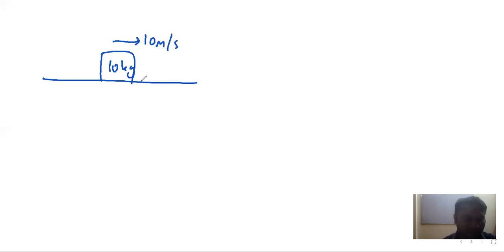Then let us move on to the next question, which is the 16th question. In the 16th question, we have to find the distance traveled by the block. There is a block here. Let me draw a better horizontal line. The block has mass 10 kg. It is moving with 10 meter per second with respect to ground. We have to find the distance traveled by the block before it stops. That means final velocity is 0. So let us see how to solve this question.